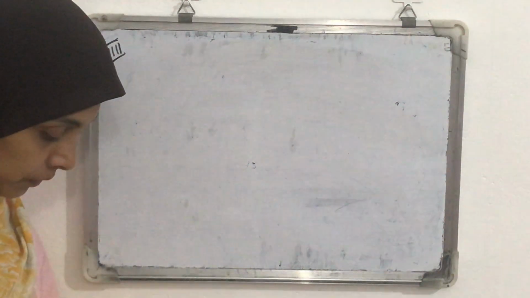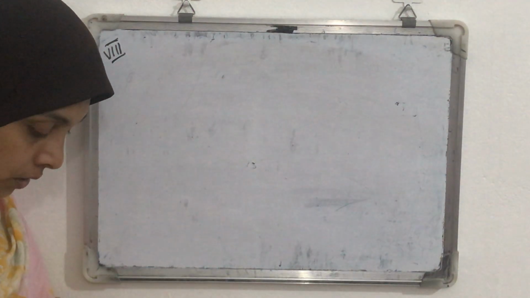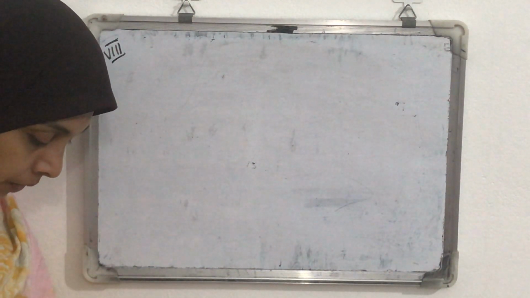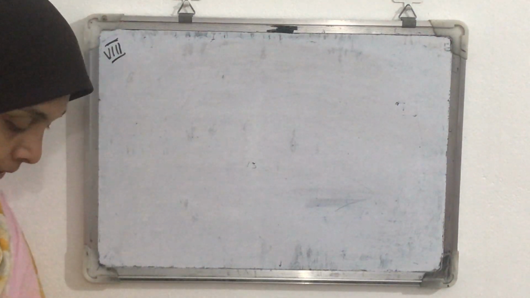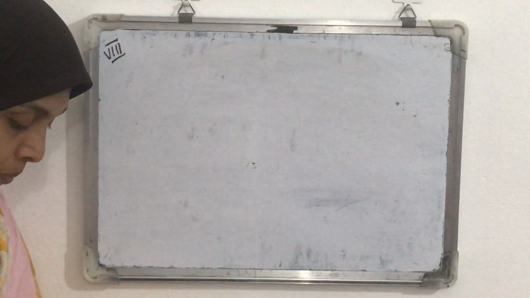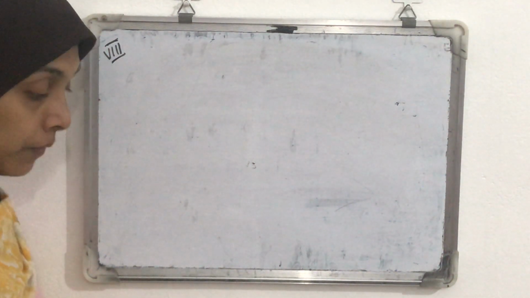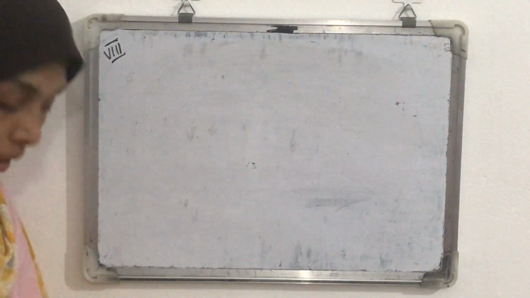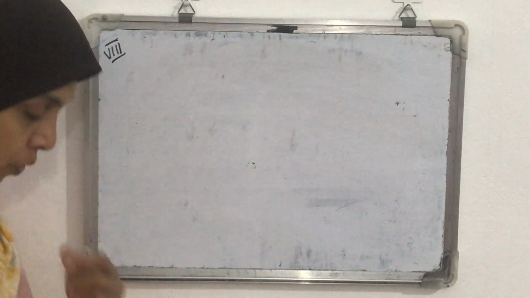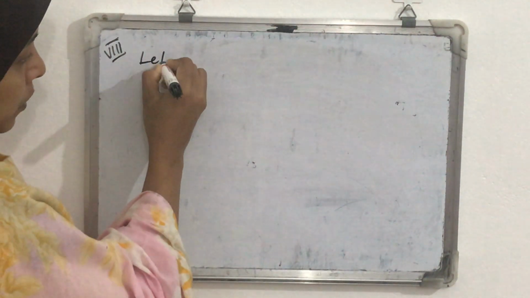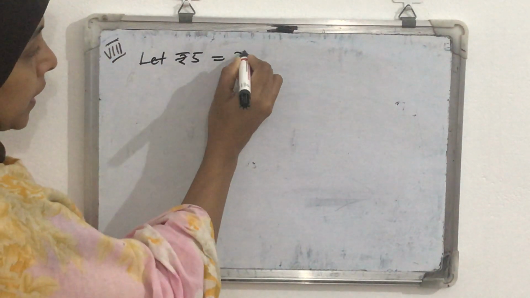First, what is given? I have a total of 300 rupees, in 1 rupee, 2 rupee and 5 rupee coins. It is given that the number of 2 rupee coins is 3 times the number of 5 rupee coins. So what can we take as the variable? We can take the number of 5 rupee coins as x.